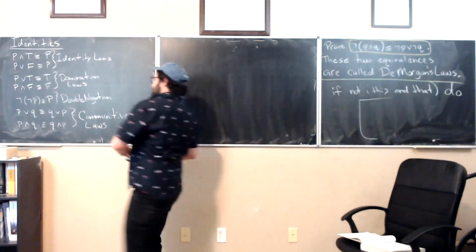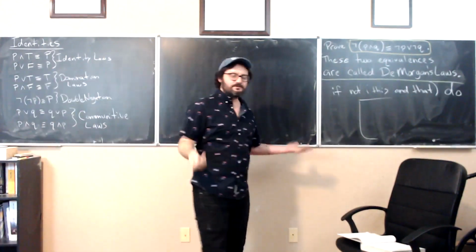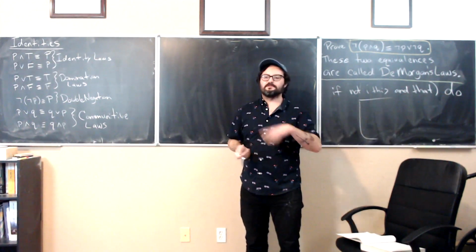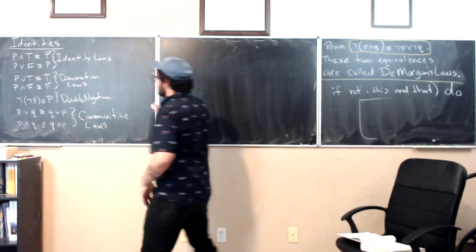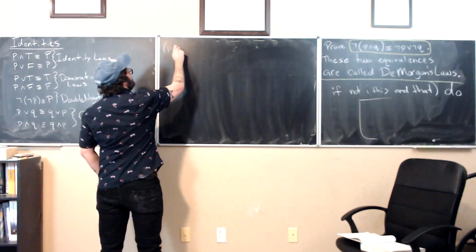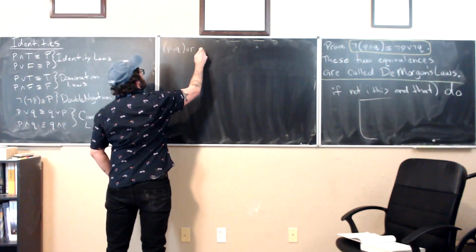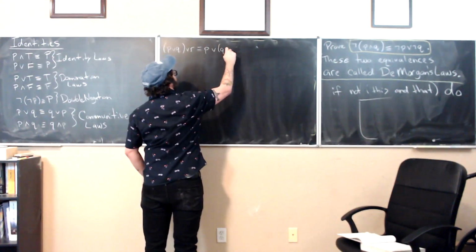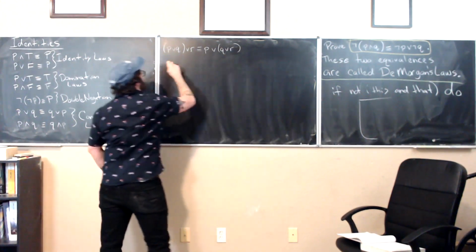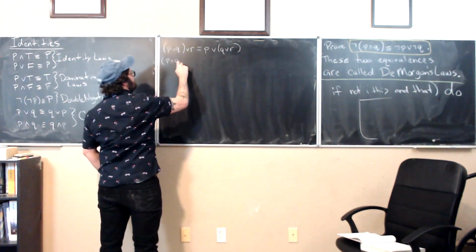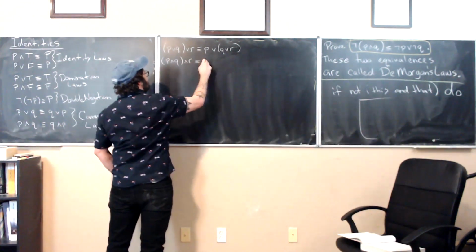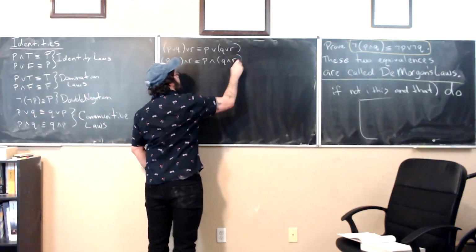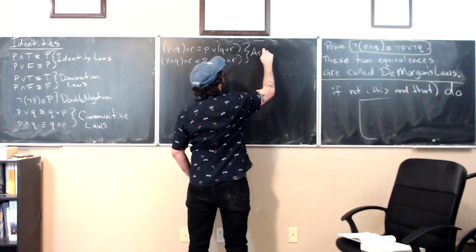Okay, so we have commutative, and then we should also have an associative law. It would make sense that (P or Q) or R is the same thing as P or (Q or R). So those would be the associative laws. And the same thing for conjunction. So, associative laws.